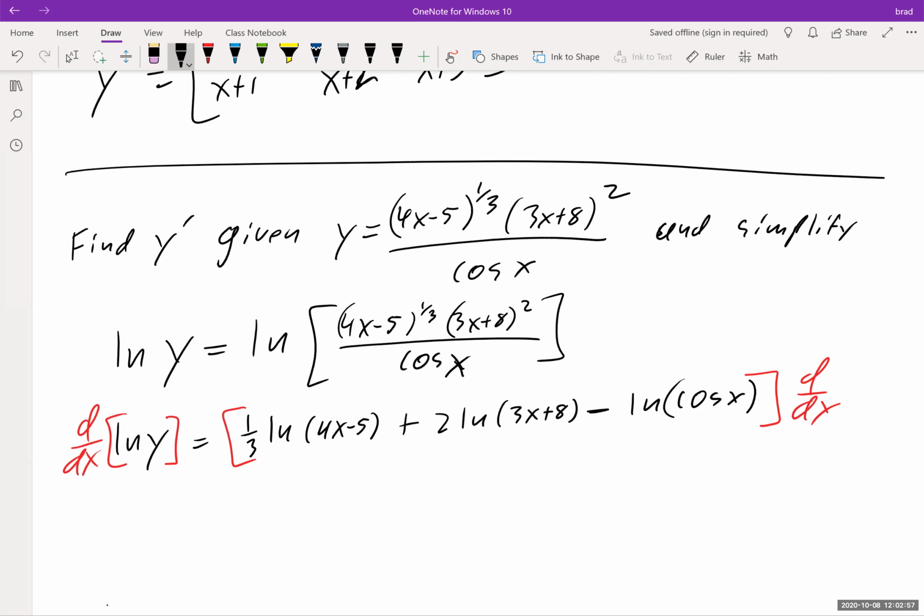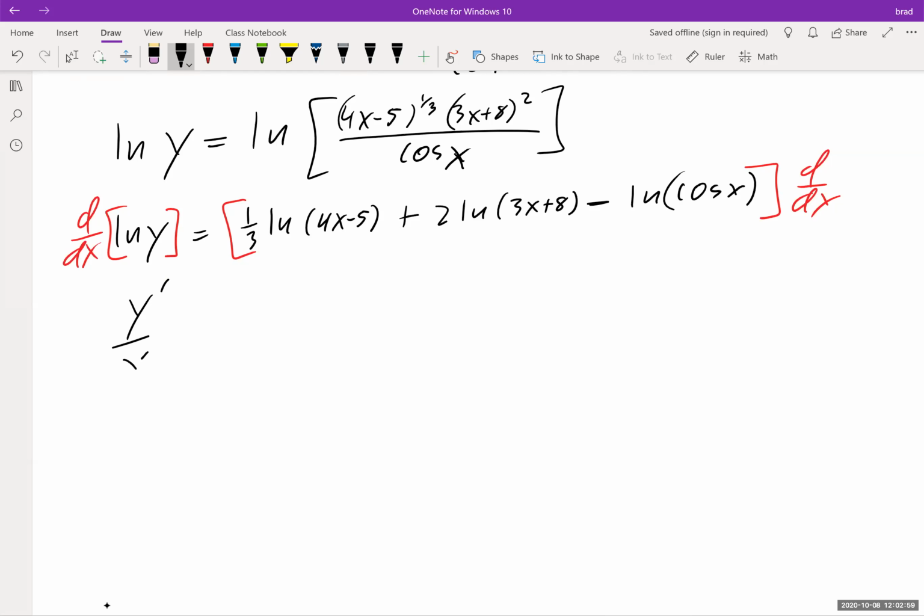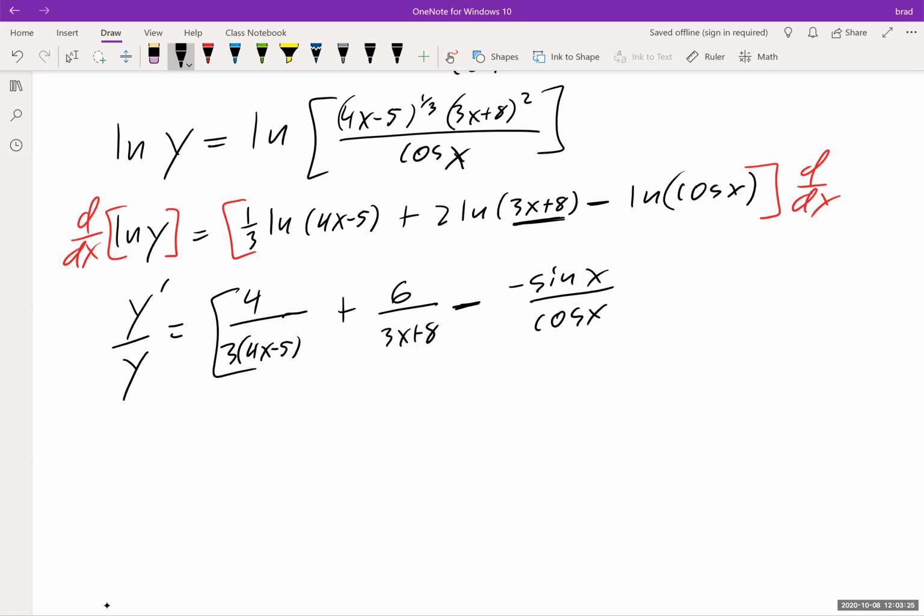So now something that was going to be really overly complicated is just going to be y prime over y. This will be 4 over 3 times 4x minus 5, right? I'm just putting the 1/3 in the denominator, plus, now this will be 2 times the derivative of 3x plus 8, which is 3. So this would be 6 over 3x plus 8, minus the derivative of cosine, which is negative sine, over cosine x, okay? Now we multiply by y over to the other side, right? I got to put a times y right here. And then I put a times y right here.